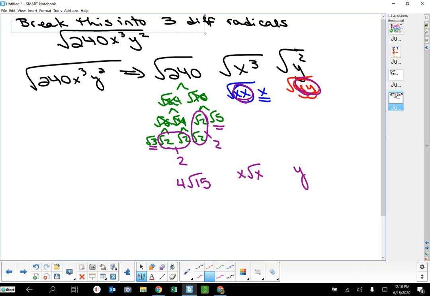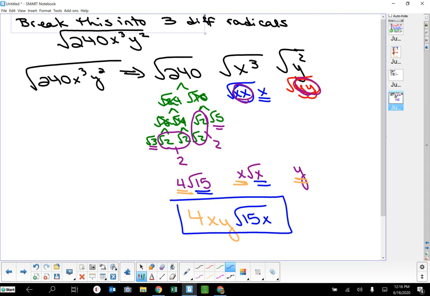Now you just combine everything. Anything out front will stay out front. So you have 4xy, and anything under a radical stays under a radical. And this is your answer. Okay? Those aren't too complicated. They just take a little bit longer.